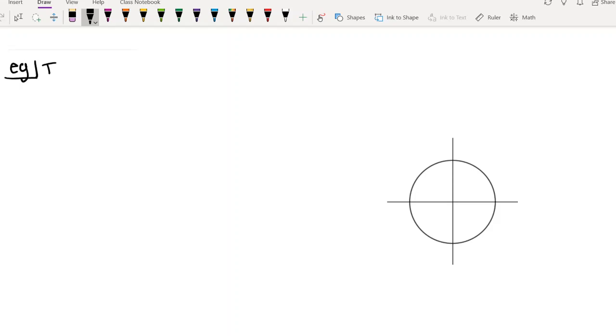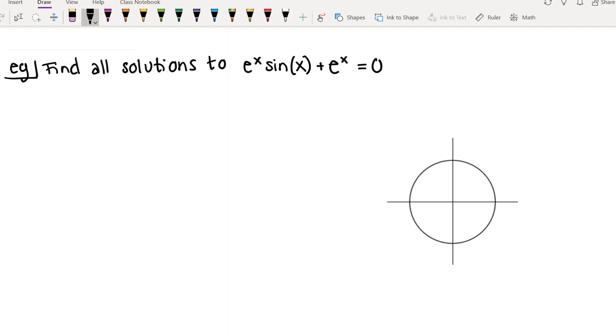So for the first example, we're going to find all solutions to e to the x times sine of x plus e to the x is equal to 0. And again, we're going to be focusing on the interval from 0 to 2 pi.